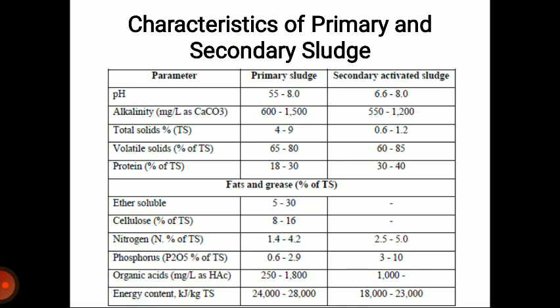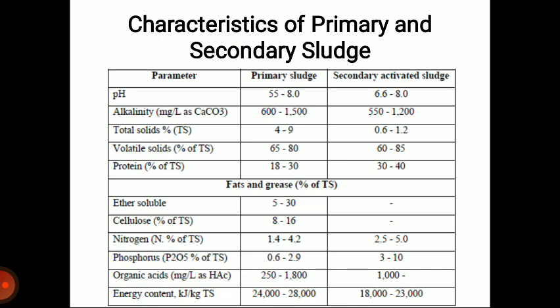Protein percentage of TS: 18 to 30, and 30 to 40 in secondary activated sludge. Fats and grease percentage of TS, ether soluble: 5 to 30 in primary sludge. Cellulose 8 to 16. Nitrogen 1.4 to 4.2 in primary sludge, and in secondary activated sludge 2.5 to 5. Phosphorus 0.6 to 2.9 in primary sludge, and in secondary activated sludge 3 to 10. Organic acid 250 to 1800 in primary sludge, and in secondary activated sludge 1000.